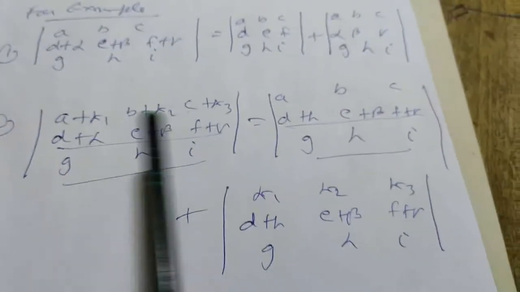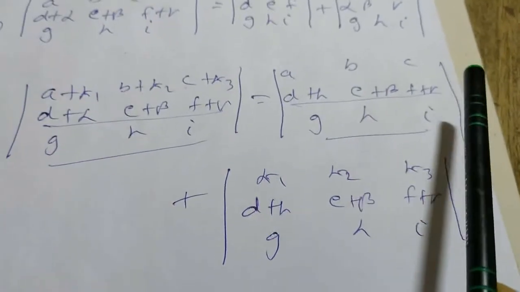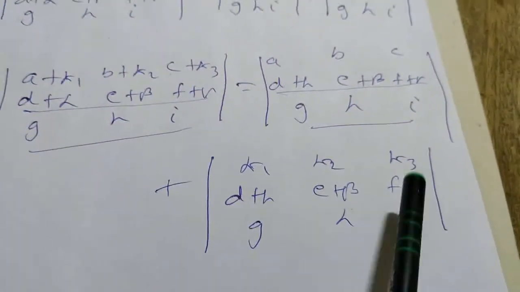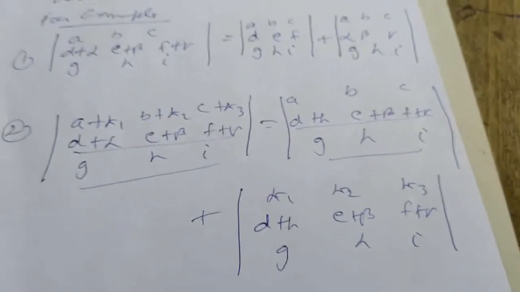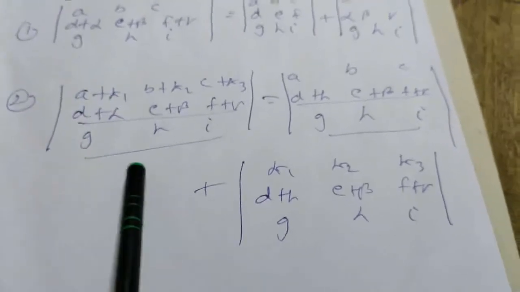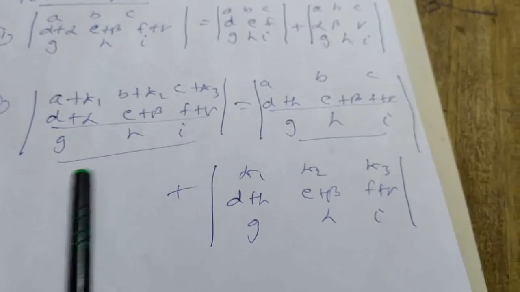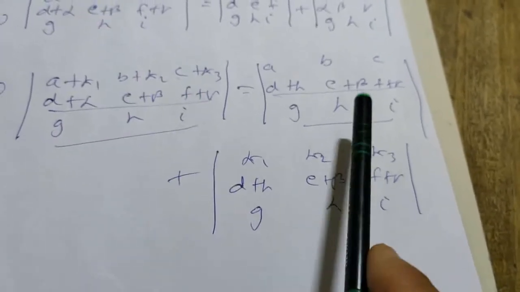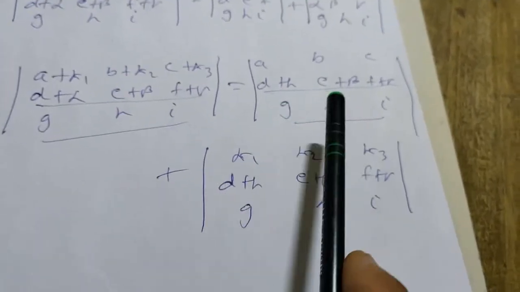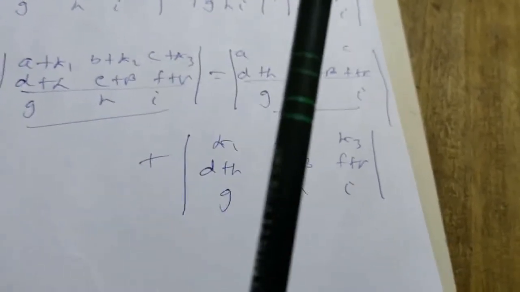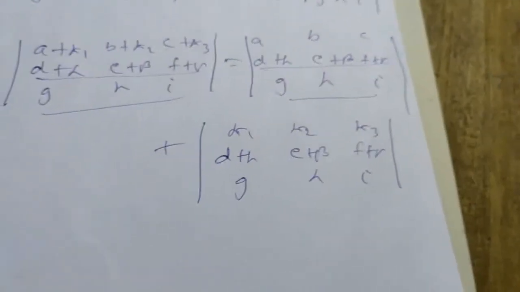Do not break up this by writing d, e and f here and alpha, beta, gamma there, that will be wrong. So whenever you are splitting any determinant into two different determinants, writing it as a sum of two determinants, break only any one row or any one column, not all the rows or all the columns.